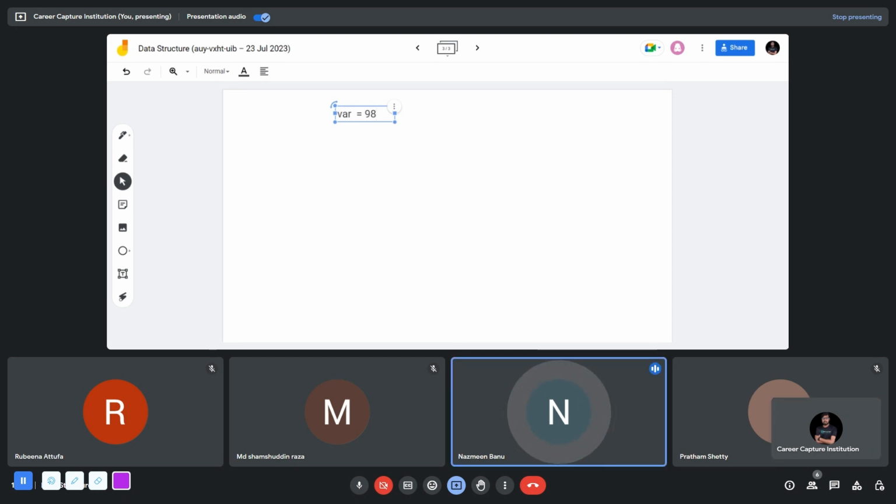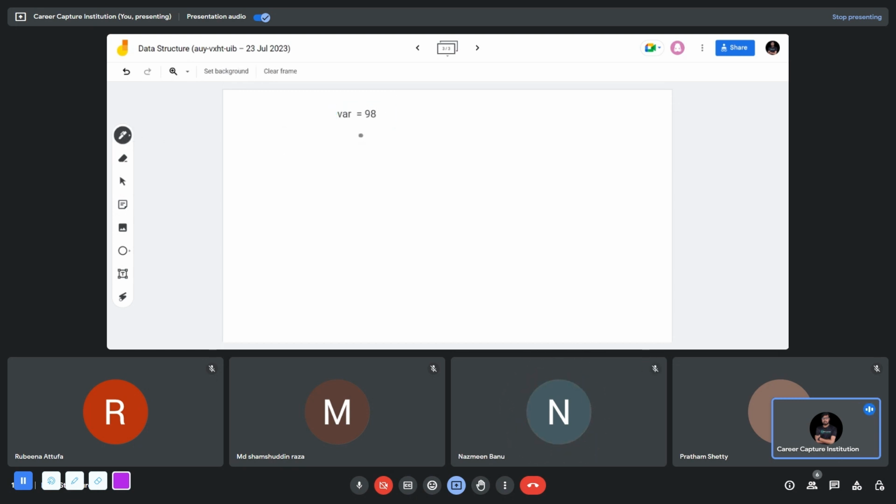Now people are going to say that over here I am not using any data structure. This is a simple variable. I am using the assignment operator, and a value has been assigned to this variable. I am not using any data structure, but still I can easily do my task, right? Without using a data structure, I am storing the data and I can easily do my task.